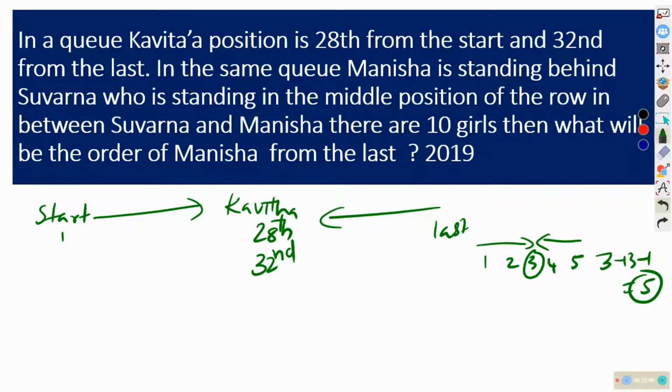So here we get a clue: 28 from here, 32nd from here, 28 plus 32, which is 60 minus 1, 59 girls are there. All the names are girls, so I said girls. 59 girls are there.